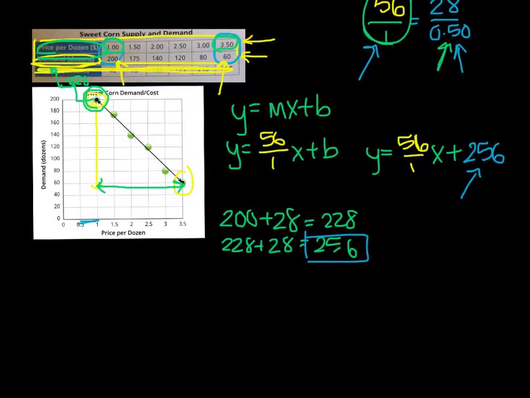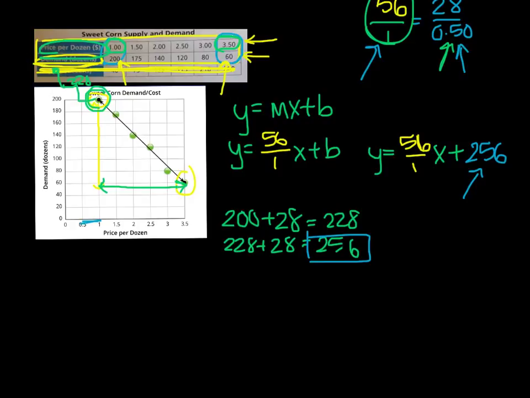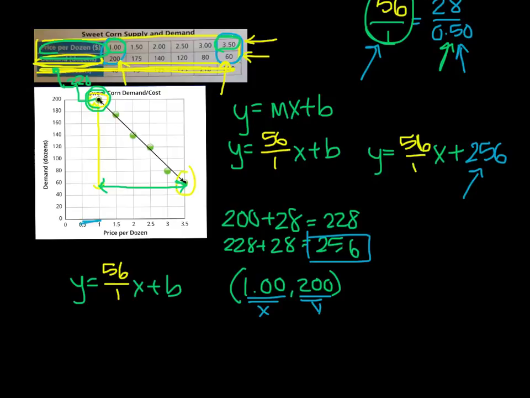We could actually look at some of our points and we can plug that into the equation. We have y is equal to 56 over 1 x plus b. Let's look at one of these 2 points. We had one point that was $1 is equal to 200 ears of corn. So essentially each dozen of corn would cost $1. So let's put that information into our table. Here is our y and here is our x. So for y we're going to say 200 is equal to 56 over 1 times 1. And then we have plus b.